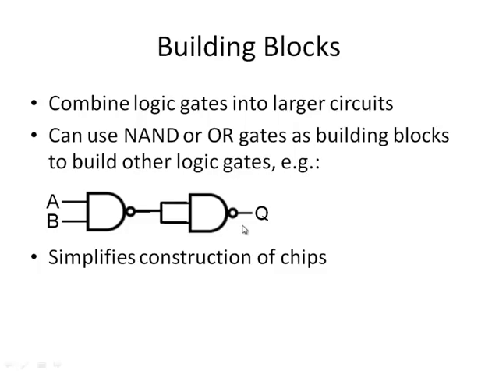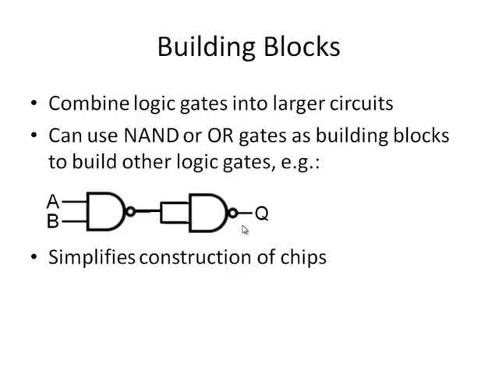So this whole circuit is showing us how to create an AND circuit from two NAND logic gates. In actually building integrated circuits, there is a tendency to focus on using either NAND or NOR logic gates as the building blocks for all other logic gates. The main reason for this is that it simplifies the construction of chips if there's a common base building block being used for all the circuitry.